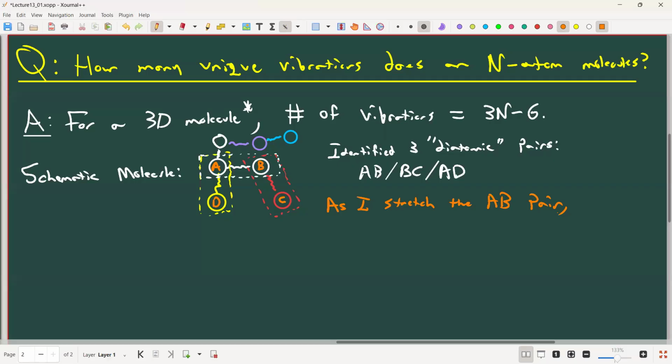Here's an interesting idea. I want to think about what happens to the other bonds as I move AB. In some sense, are these independent of each other? Is the potential energy of the BC stretch independent of the AB stretch? I want to think about the independence of these stretches, because remember, what I want is 3n minus 6 unique vibrations. You can think of them as independent motions. And so what that would mean is that if I move AB, the change in that potential energy should not affect BC or AD.